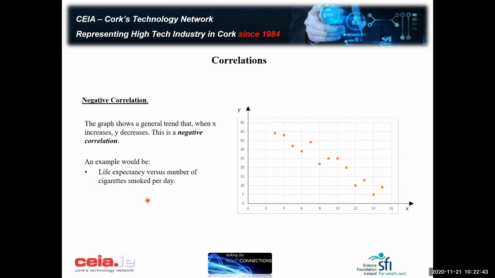You could have negative correlations as well. I've chosen an example there. A famous one is that the more cigarettes smoked per day, the shorter the life expectancy you would expect. And it may not be a perfect straight line, and generally it isn't. But you do see a trend, and that trend is called the correlation.